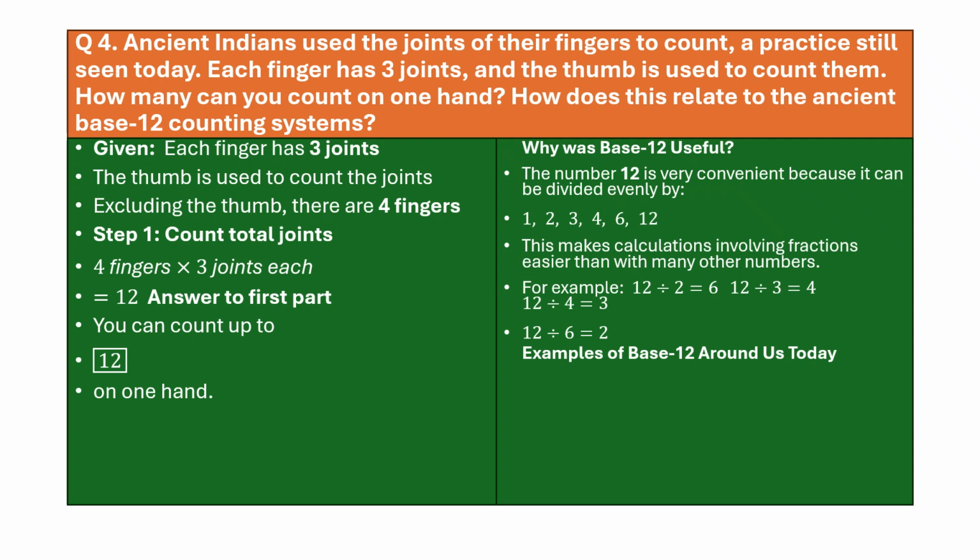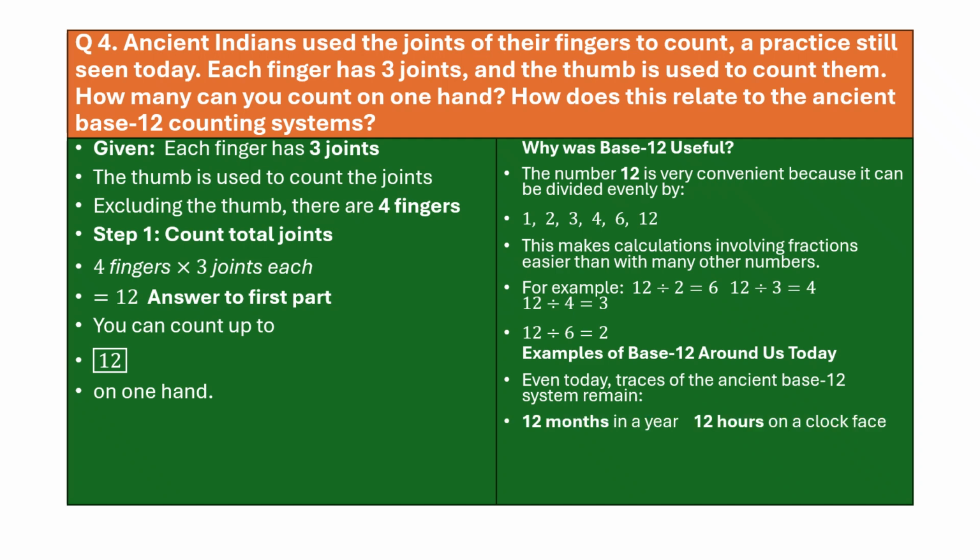Likewise, examples of base 12 around us today, if you want to figure it out: even today traces of the ancient base 12 system remain. That is 12 months in a year, 12 hours on a clock face, 12 inches in a foot, or even 1 dozen is equal to 12 items. So I believe that these types of questions, which are related to real life applications or to ancient techniques, are pretty clear.